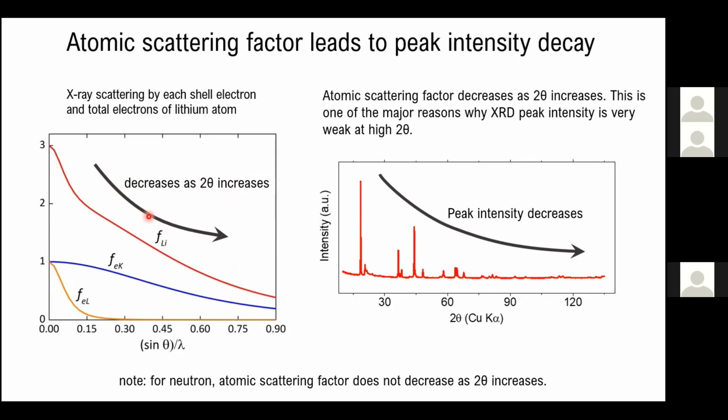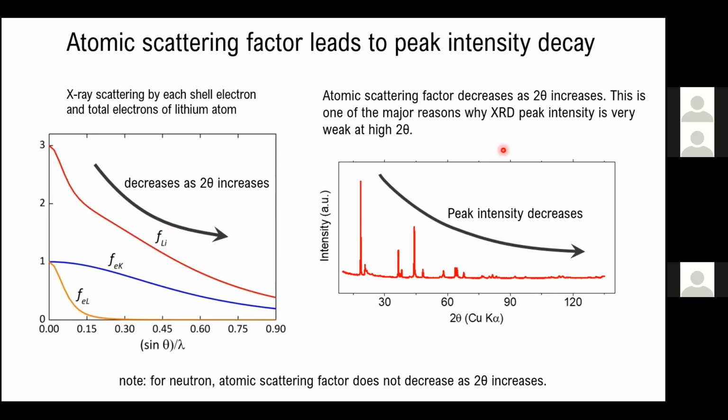So let's say we talk about cobalt, nickel, and we can do the same thing for the K shell and the L shell, and we will see something similar. The overall trend is also that the scattering power of cobalt or nickel will decay as we go higher and higher in the scattering vector, right? Or as 2-theta gets higher. So this is the important conclusion we need to know and keep in mind.